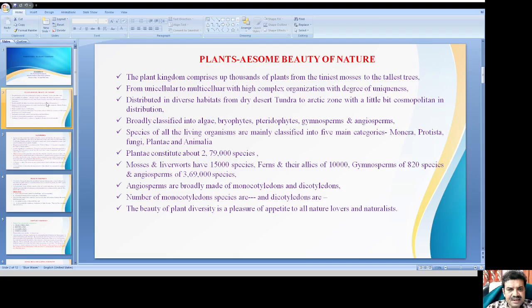If we assess the diversity, especially as far as land plants are concerned, then mosses and liverworts comprise 15,000 species. Ferns and their allies, basically the pteridophytes, number near about 10,000. The number of gymnosperms is a little less, less than 1,000 species, and the angiosperms, comprising monocots and dicots, consist of more than 370,000 species, and the number is increasing day to day.